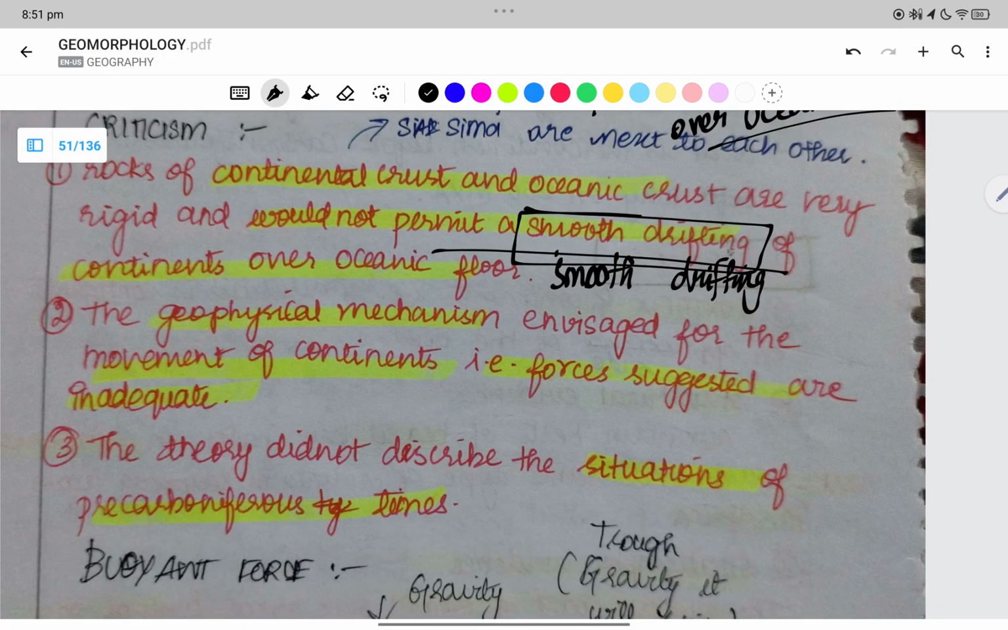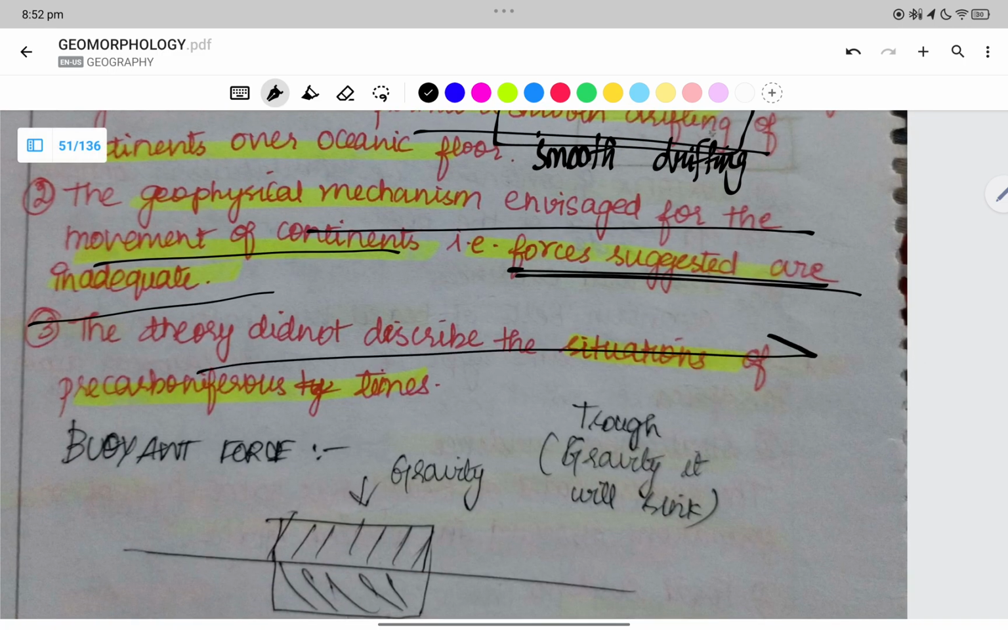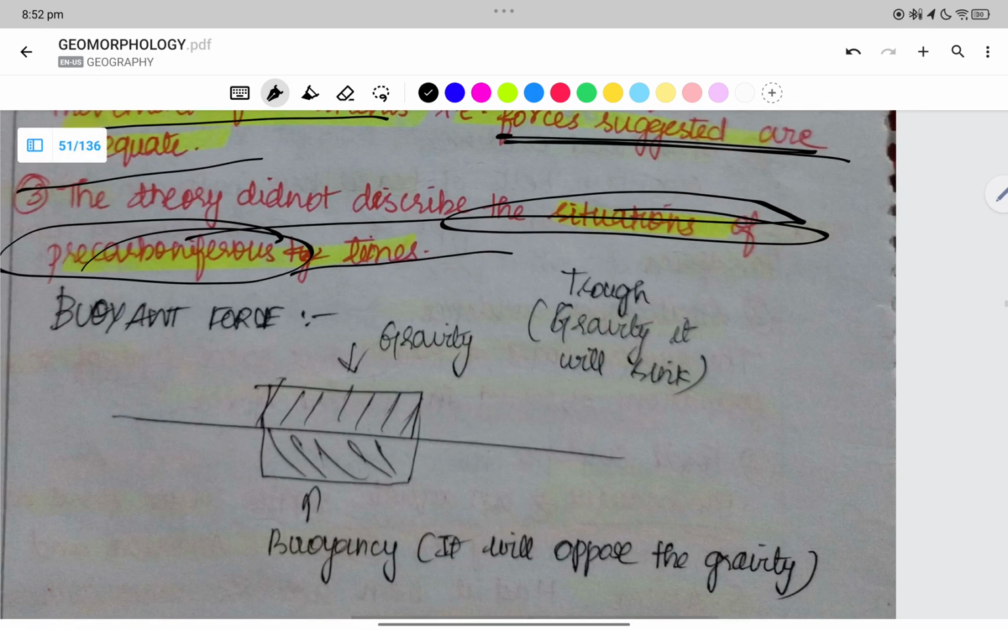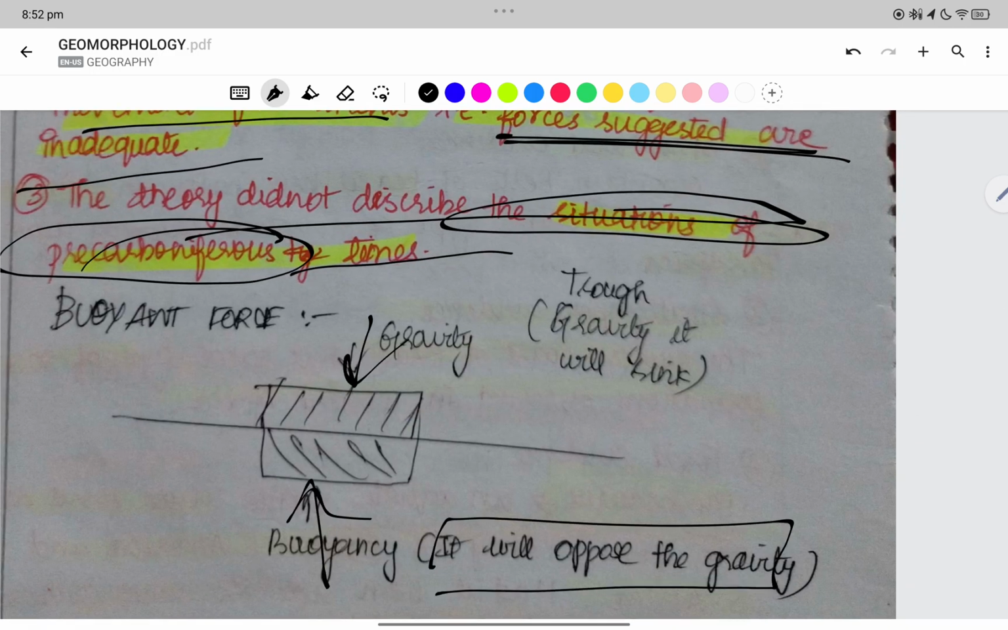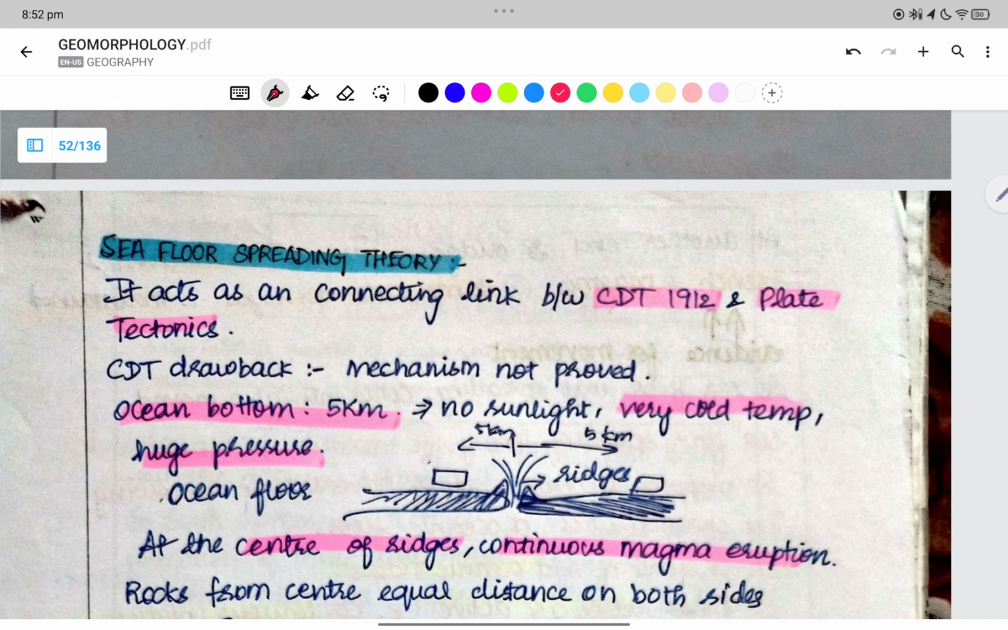The geophysical mechanism envisaged for the movement of the continents, that is, the forces suggested, is inadequate. The theory did not describe the situation of pre-Carboniferous times. Buoyant forces will oppose gravity, so we will have the buoyancy force. This is what the continental drift theory is all about.